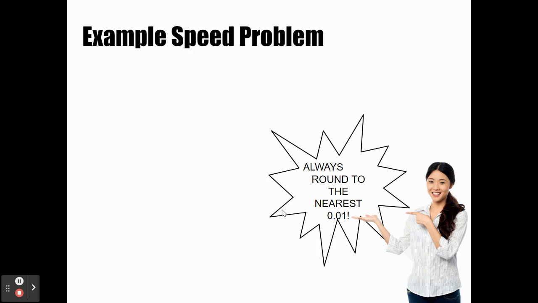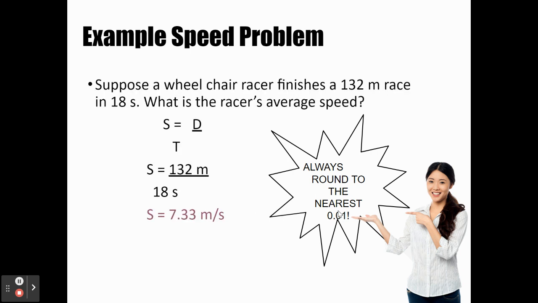I always round to the nearest 100th. That's just a preference I have because we're going to get weird numbers and we just don't want to guess. So always just round to the nearest 100th, which is 2 spots after the decimal.